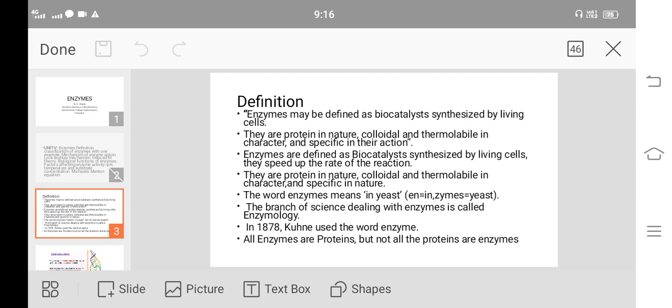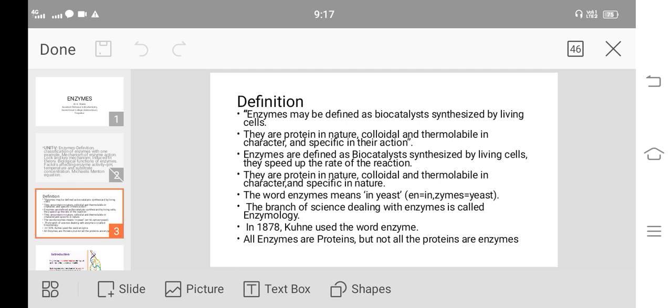Enzymes may be defined as biocatalysts synthesized by living cells. They are protein in nature, thermolabile in character and specific in their action. They are biocatalysts produced by living cells, and they increase the speed of reaction. The word enzyme means "in yeast".